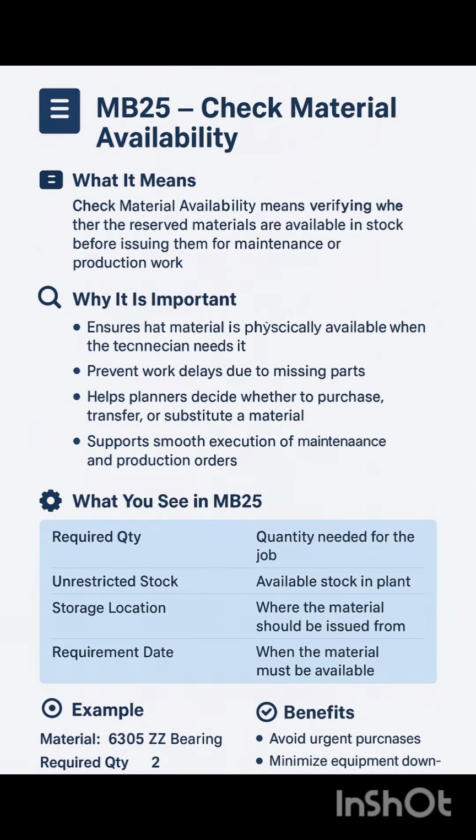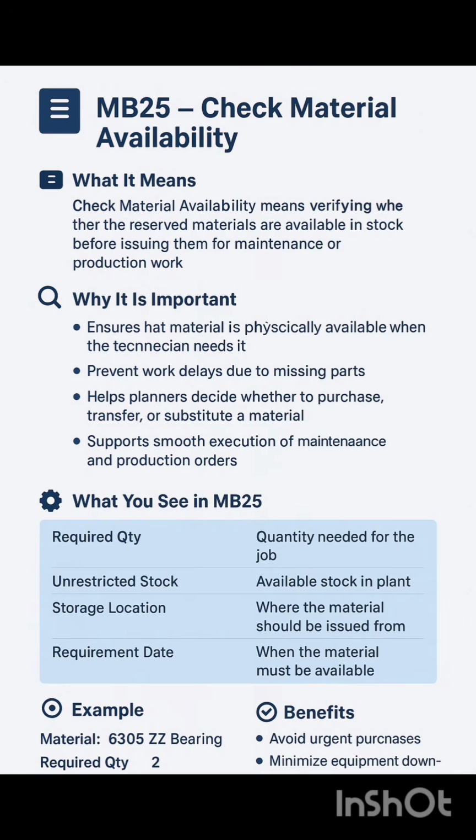MB25 is also used to check material availability. It means verifying that reserved materials are available in stock before issuing them for maintenance or production work. It is very important because it ensures that material is physically available. It prevents work delays due to missing parts. It helps planners decide whether to purchase, transfer, or substitute a material. It supports smooth execution of maintenance and production orders.